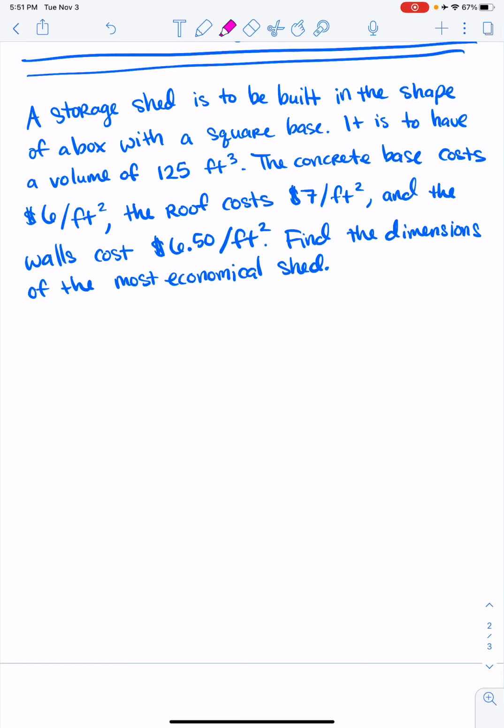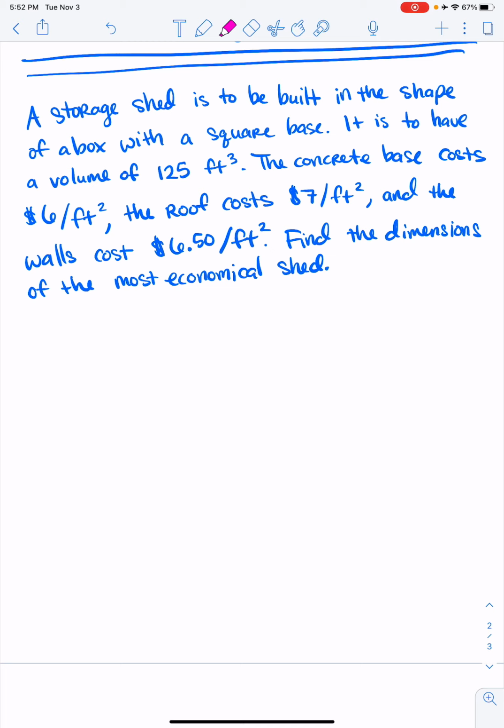Okay, so now we're going to look at number 4 from MyMathLab 4.5, and I'm just going to set it up for you. A storage shed is to be built in the shape of a box with a square base. It is to have a volume of 125 cubic feet. The concrete base costs $6 per square foot. The roof costs $7 per square foot, and the walls cost $6.50 per square foot. Find the dimensions of the most economical shed.